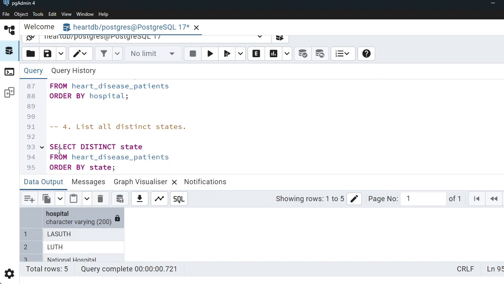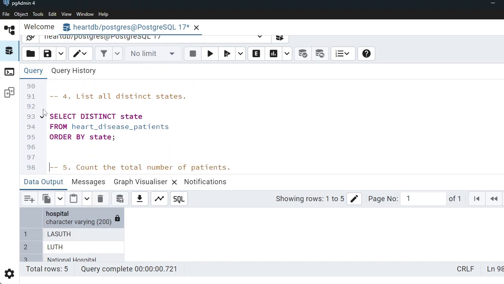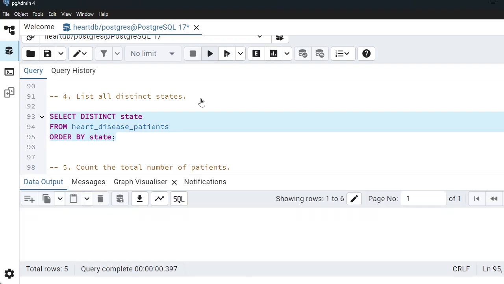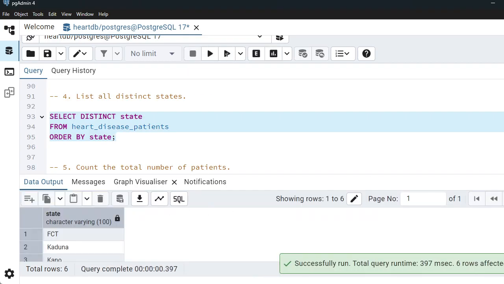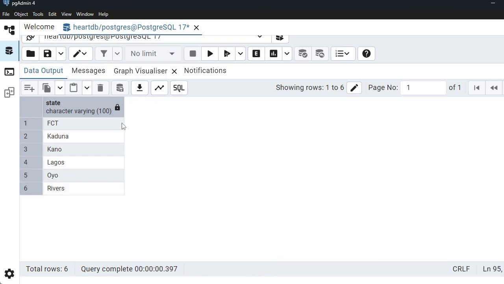The first question says to list all the distinct states. So I want to see only the states. Select distinct state from the heart disease patient ordered by the state. As simple as that. If you run this now, it's going to show you only the distinct states that you have: FCT, Kaduna, Kano, Lagos, Abuja, Oyo.